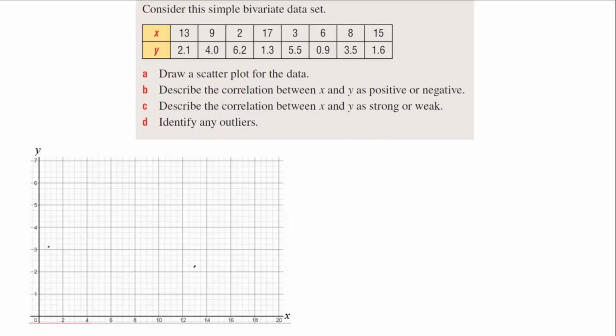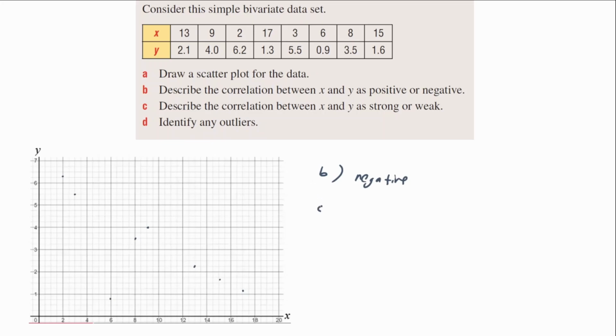Next one, 9, 4.0, that's going to be right there. Next one's 2, 6.2, which is right there. I'll just skip over and complete all these. That's what your scatterplot should look like once you have completed it. Next step, it says describe the correlation between x and y as positive or negative. If you have a look here, the dots are going down from left to right. So for question B, you'd say that it is negative.